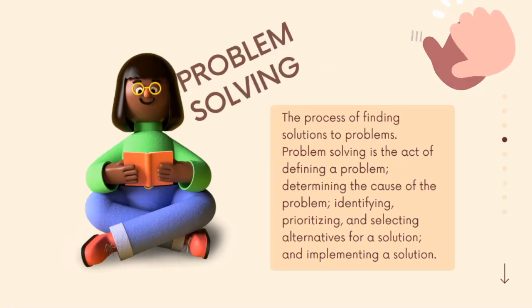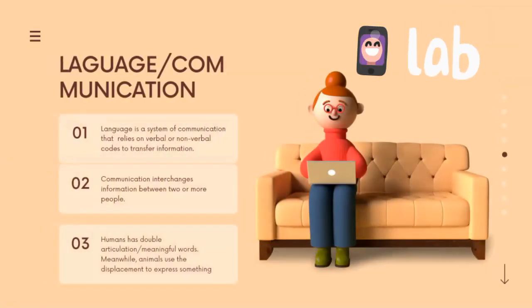Right, so let's continue with language and communication. As we know, language is a system of communication that relies on verbal or non-verbal codes to transfer information. And on the other hand, communication interchanges information between two or more people. Language can include parole, which is the way an individual uses the language, and langue is the whole system of language that precedes and makes a speech possible.